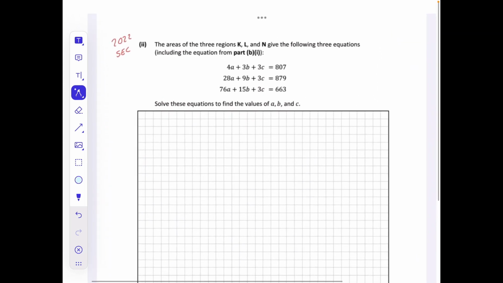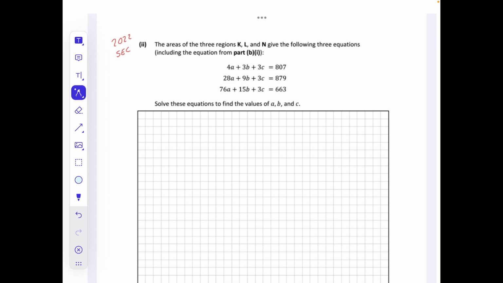Okay, so we're going into our exam questions now. This came up in 2022. Now, I thought there were two kind of tricky bits about this. You'll notice when you read this question, the areas of the three regions, K, L and N, we don't know anything about that. I've taken this from a much longer question.